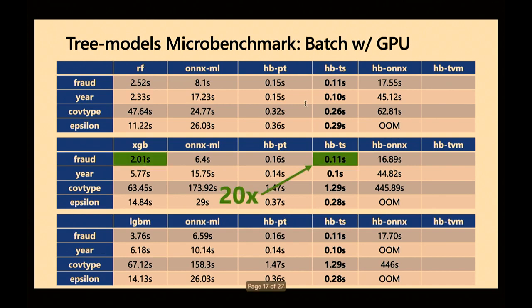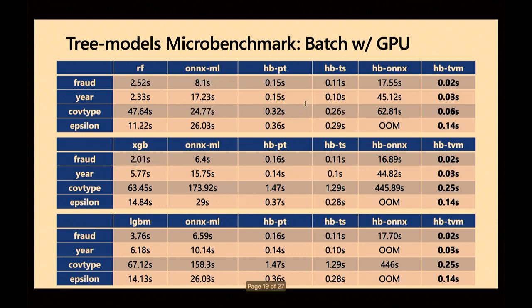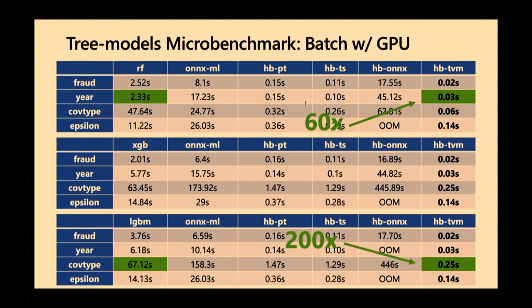So if we run GPUs, already with TorchScript, we got around 20x speed up compared to XGBoost in this case, and up to 11x speed up. This is the maximum we can get. With TVM, we got another 2 or 3x improvement on top of that. So we are in the worst case 60x faster, and in our best case we are 200x faster.